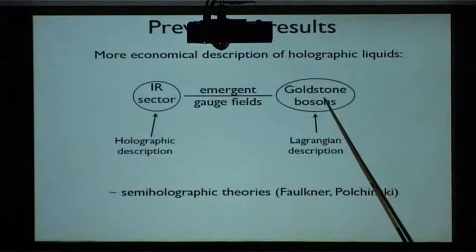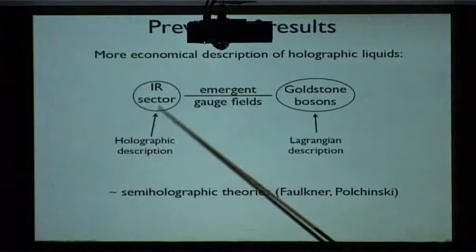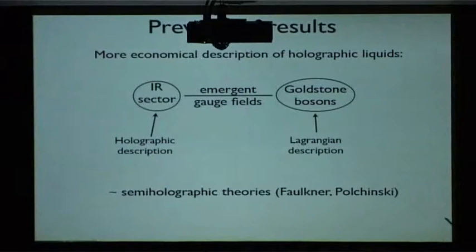These Goldstone bosons are coupled to an infrared sector, and that infrared sector may or may not need to be described holographically. So the holographic description might be needed to describe this sector, but not the sector of the Goldstone bosons. And these two sectors are coupled by some emergent gauge fields that I will argue are very similar to the gauge fields that are argued to emerge in the condensed matter context. So this picture is very similar to the so-called semi-holographic theories proposed by Faulkner and Polchinski. The difference here is that an important role in our construction is played by the emergent gauge fields, which I will specify later.